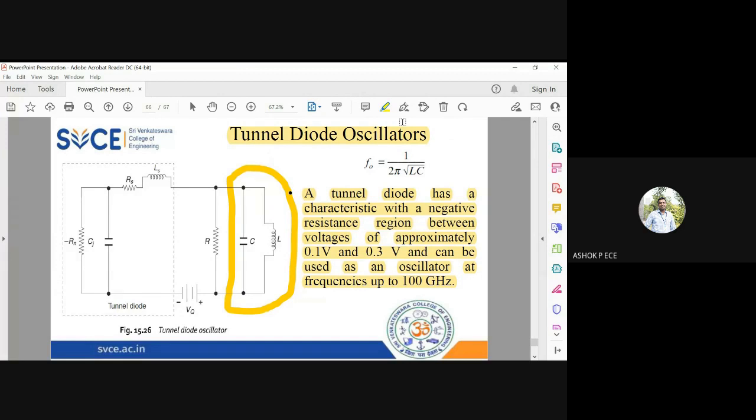High frequency applications where the oscillations are required. So this completes your unit 4.